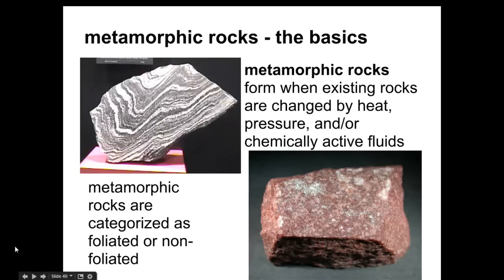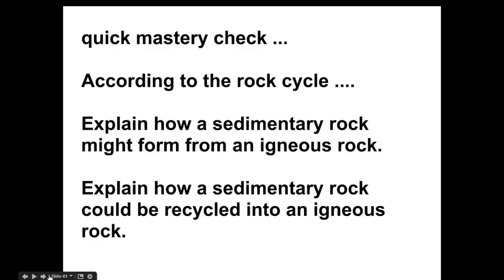So now you know a little bit about the three different rock types, igneous, metamorphic, and sedimentary. And it's time for your quick mastery check. So here's your mastery check. According to the rock cycle, explain how a sedimentary rock might form from an igneous rock, and then explain how a sedimentary rock could be recycled into an igneous rock.